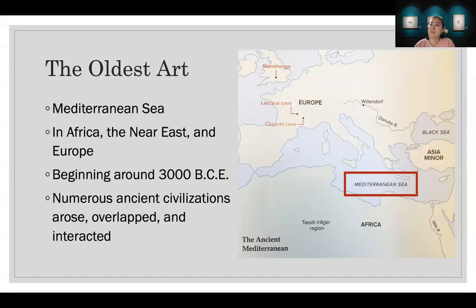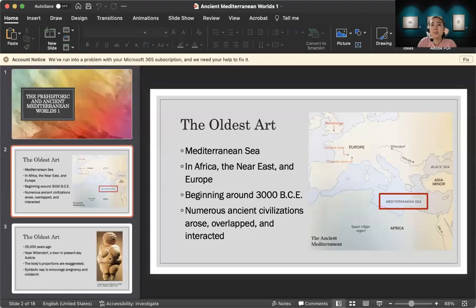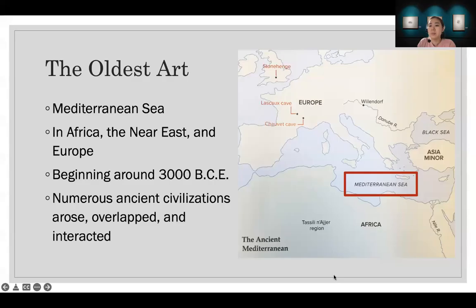So here, there is a Mediterranean Sea where the story of Western art begins. It is surrounding Africa, Near East, and Europe. Beginning around 3000 BCE, numerous ancient civilizations arose, overlapped, and interacted. They learned from one another and conquered each other, and they transformed the world.